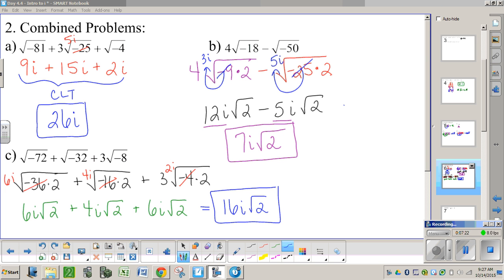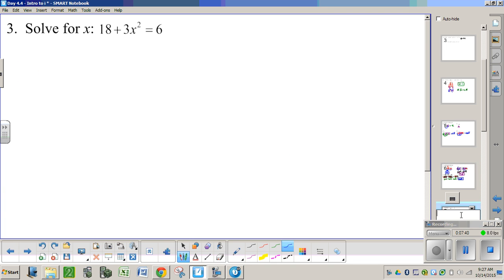All right, how'd you do? I am hoping that you came up with an answer of 16i radical 2. Okay, I went through, simplified each one, took out my imaginary numbers, combined all my like terms, ended up with 16i radical 2.